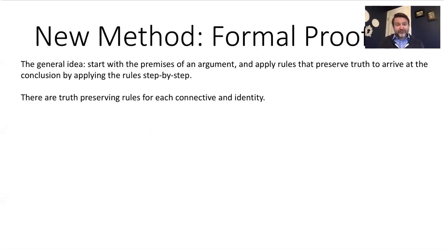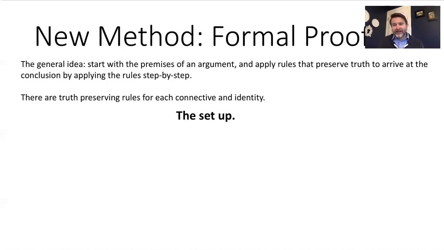So the idea is that there are truth-preserving rules for each connective and for identity, which will be introduced later. Additionally, there are truth-preserving rules for our quantifiers, which will also be introduced later. So that would be the universal quantifier and the existential quantifier. And we'll talk about those two later in the term.